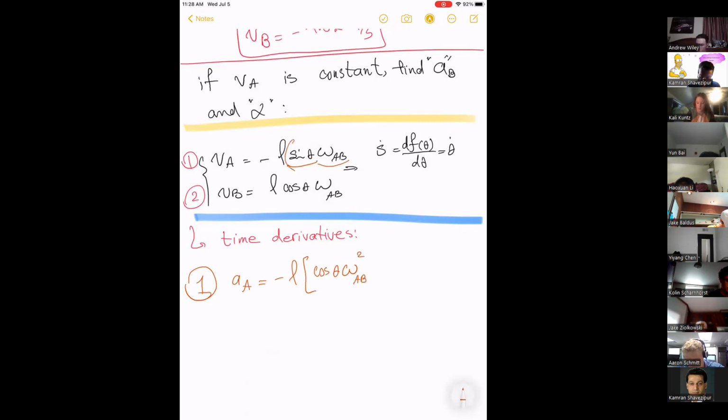It's going to be omega squared. Then you can put it this way because minus L is constant. Then the time derivative of the second plus sine theta, the time derivative of omega is going to be alpha AB, right? Technically, this is theta dot squared, and this is theta double dot.